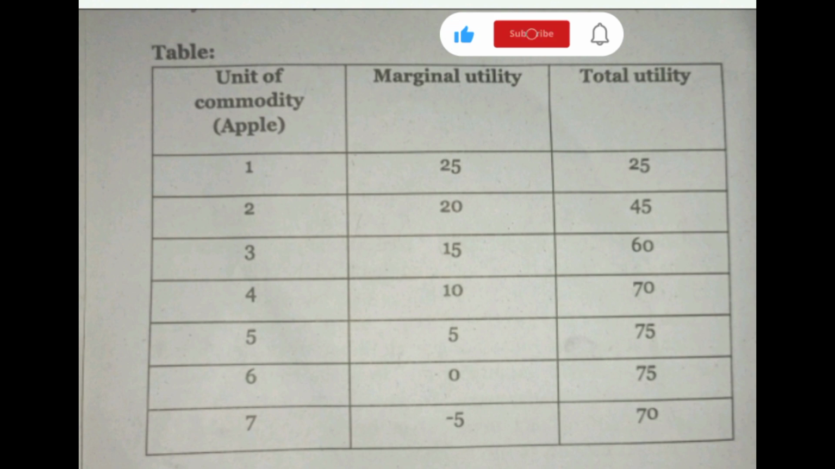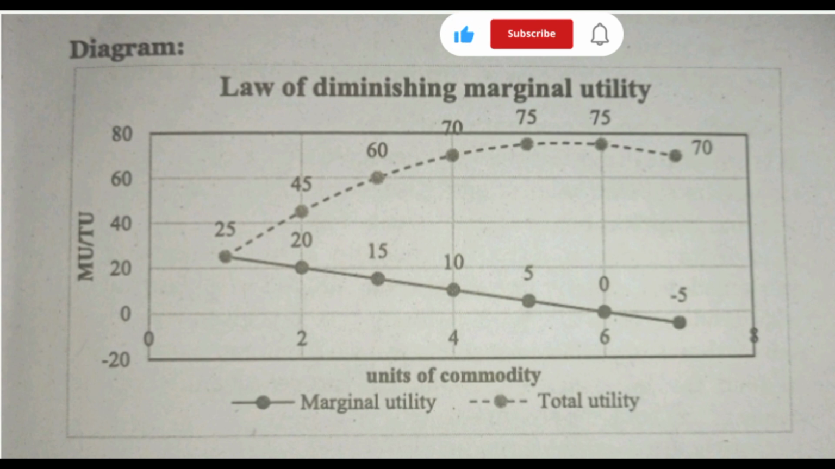When we use the third unit of apple, our marginal utility decreases from 20 to 15 units, and total utility increases from 45 to 60 units. And at the fourth unit it becomes 15 to 10 units, and total utility 60 to 70. With the use of the fifth unit of apple, marginal utility decreases from 10 to 5 units, and total utility 70 to 75. And when we use the sixth unit of apple, then it becomes 0. Marginal utility becomes 0, and total utility remains constant, that is 75 units.